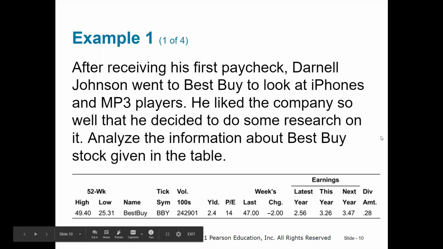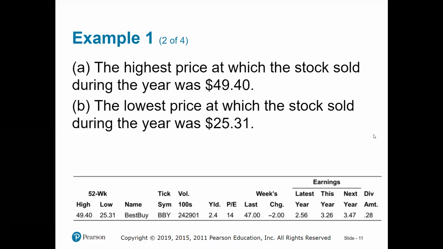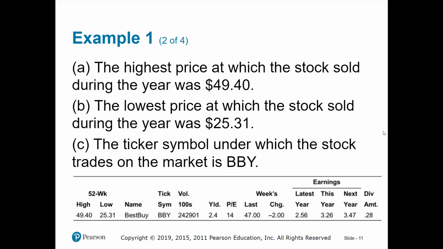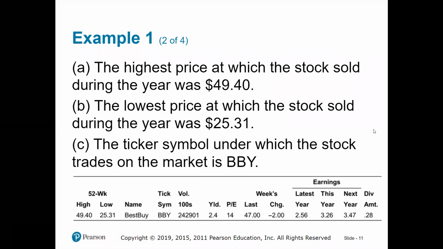Okay. So the highest price at which the stock was sold during the year was $49.40. The lowest price at which the stock was sold during the year was $25.31. And the ticker symbol under which the stock trades on the market is BBY. This will definitely be on your next exam, I'm pretty sure.